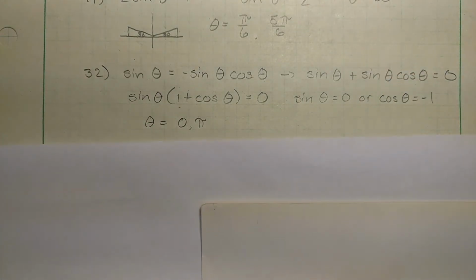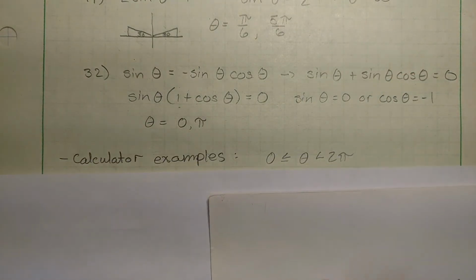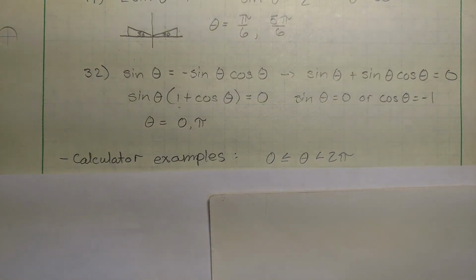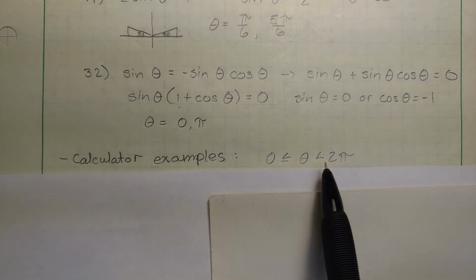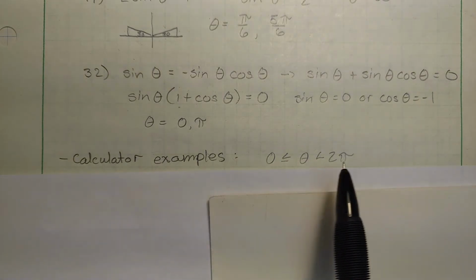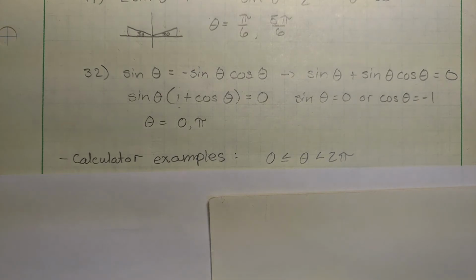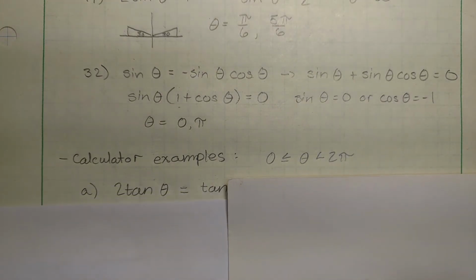All right, let's look now at calculator examples. So we are still looking between 0 and 2 pi, which means that when we go to graph it with our calculator, we want our window to be from 0 to 2 pi, or we can go from negative 2 pi to 2 pi, but we want our window to end at 2 pi. So let's go ahead and look at how we're going to do this.